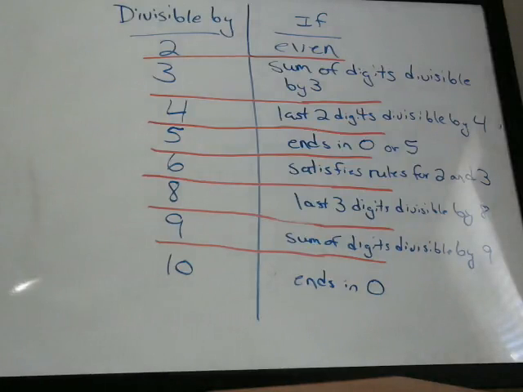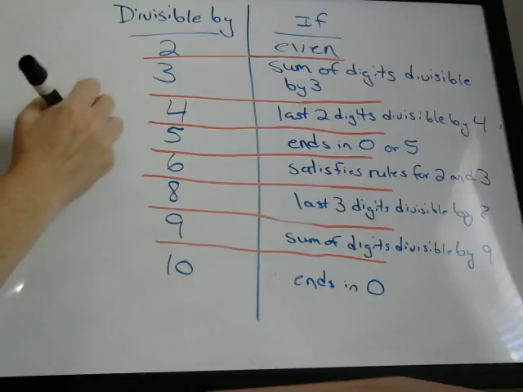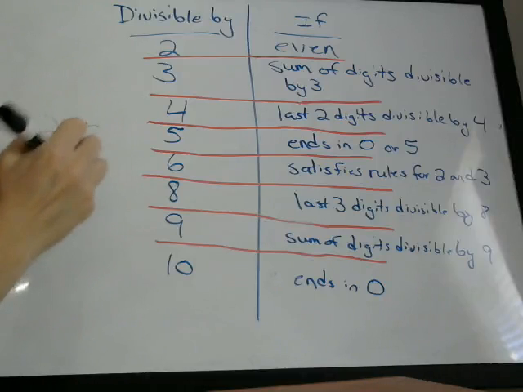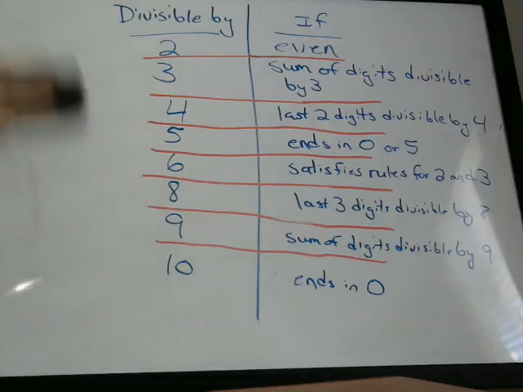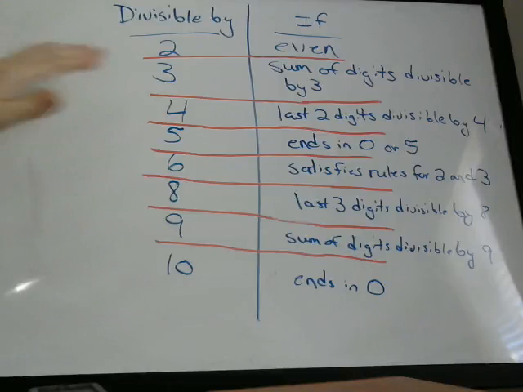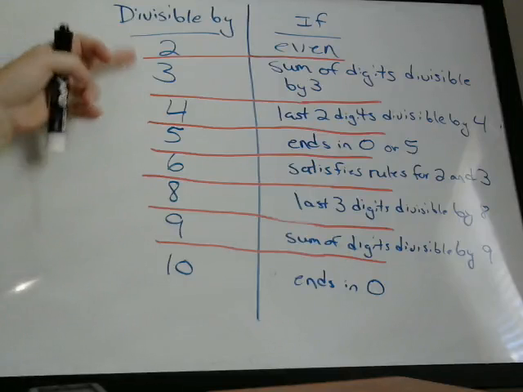And finally, with 10, any number that ends in a 0 is divisible by 10. 240, 360, anything ending in a 0 is divisible by 10. So write these down and memorize them, because it will be useful later to be able to recognize if a number is divisible by one of these numbers.